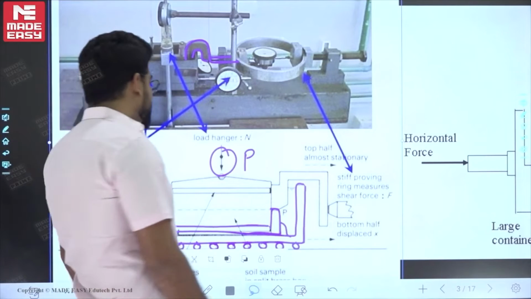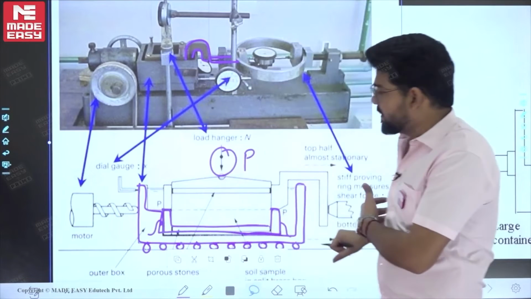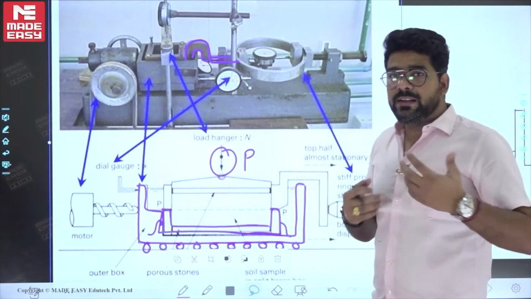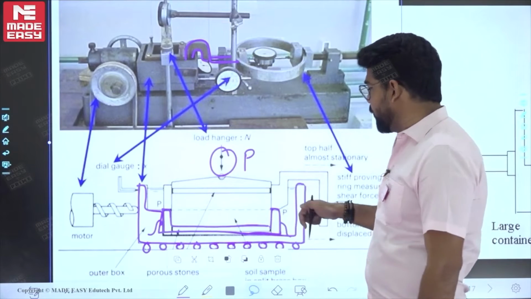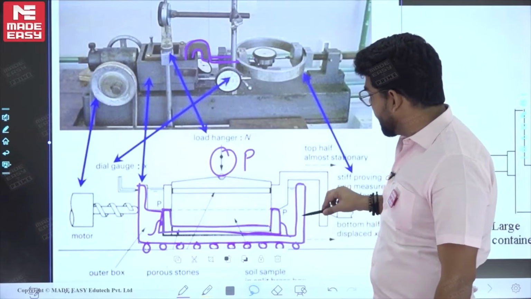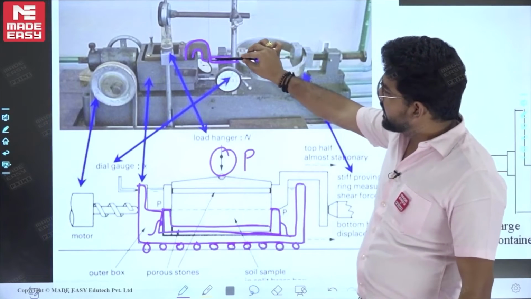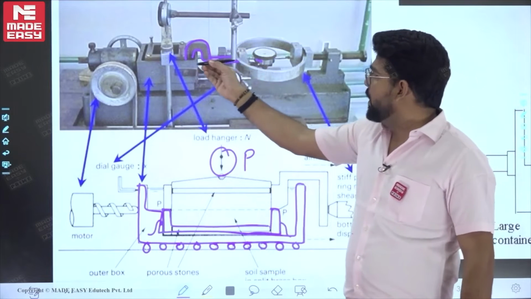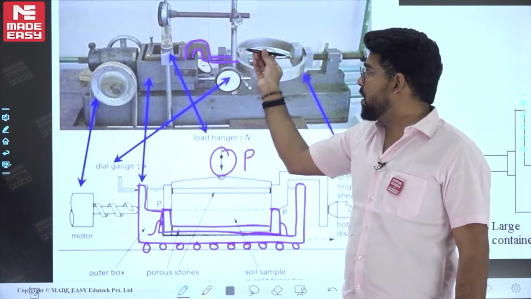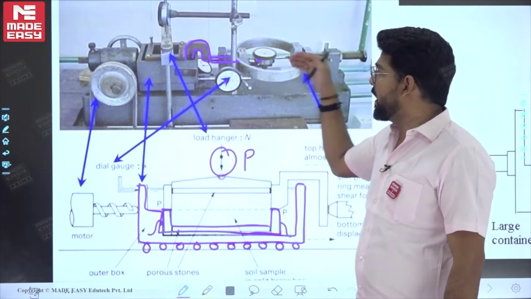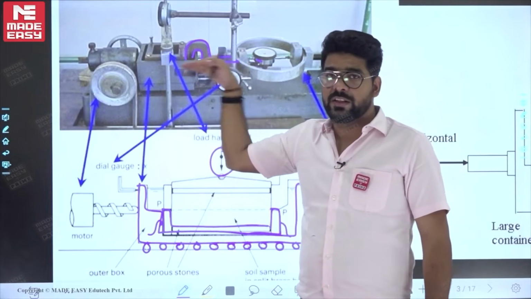Now, when this motor starts, the entire arrangement will move in this direction. So we are creating shear. When this entire portion moves, the shear box will also move in this direction, and there is a proving ring dial gauge attached. The rod of this proving ring dial gauge goes inside as the arrangement moves. When the rod goes inside, there is a spring in this proving ring dial gauge which gives a reaction. Due to this reaction, there will be development of shear in this direction.